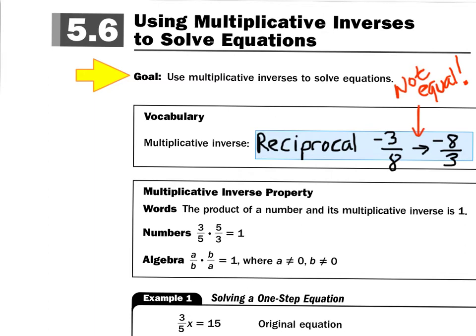Let's talk about 5.6, using multiplicative inverses to solve equations. So the first thing, look at this vocabulary. A multiplicative inverse. That's a lot to say. Multiplicative inverse. That just means a reciprocal.